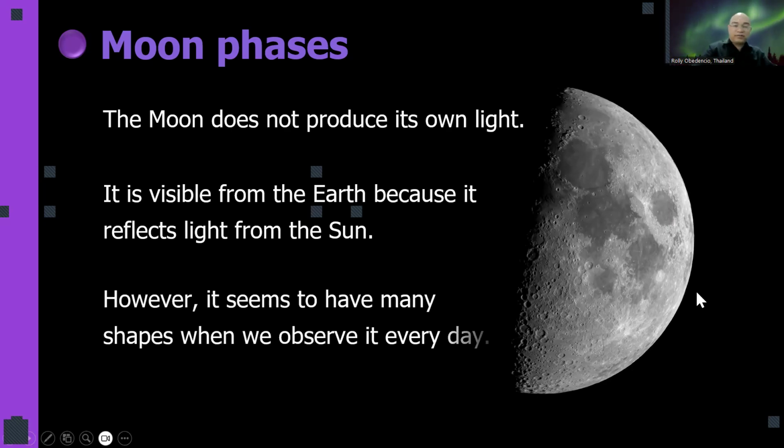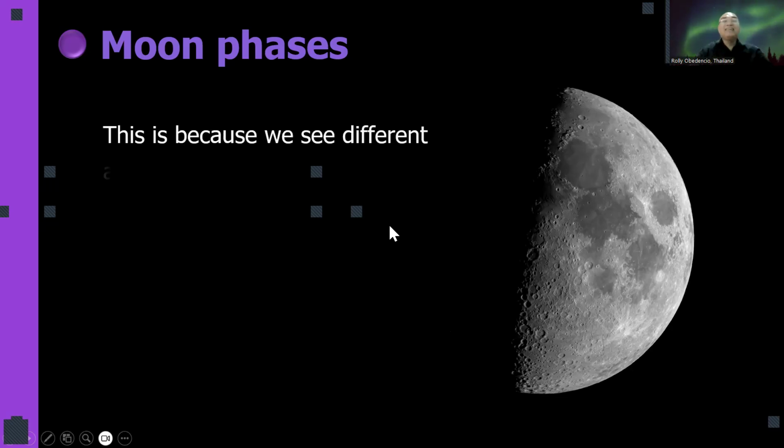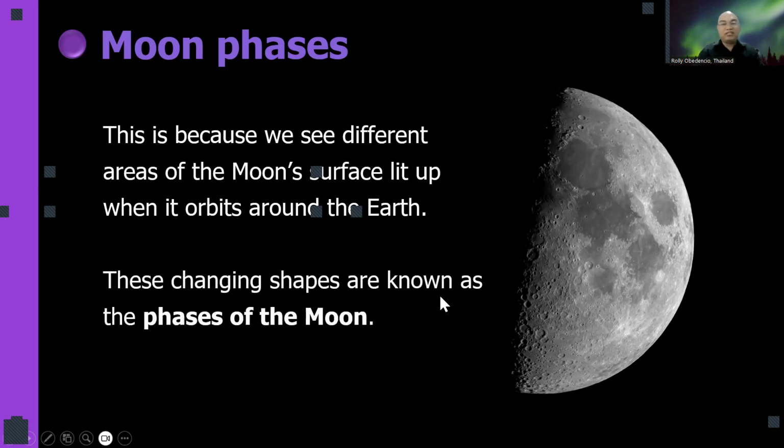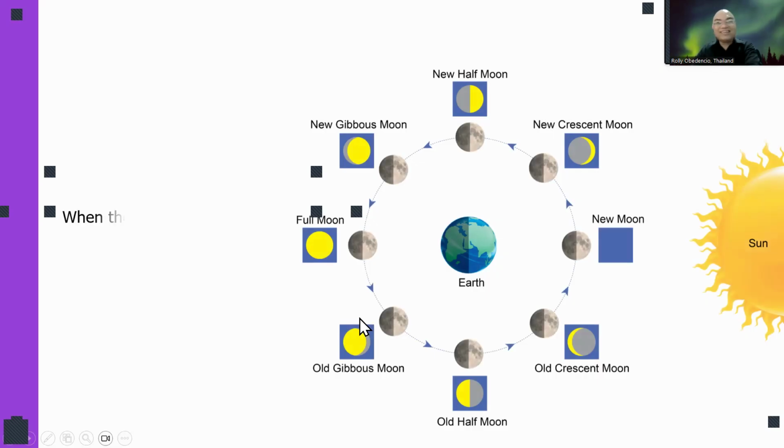However, it seems to have many shapes when we observe it every day. How does it happen? This is because we see different areas of the moon's surface lit up when it orbits around the Earth. All right? These changing shapes are known as the phases of the moon. All right, now you know.